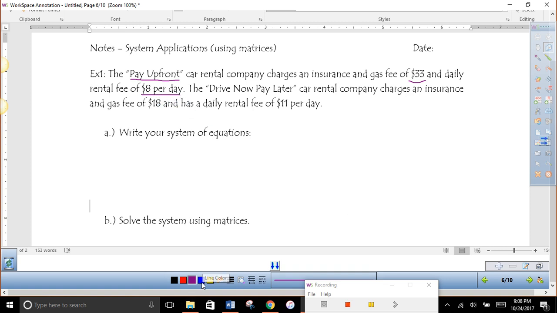Okay, we also have the Drive Now, Pay Later company that charges you $18 and a daily fee of $11 per day. So this word per should be throwing you and making you hopefully think of slopes. These are linear, so they are good old y equals mx plus b. Sometimes they'll already be in your ax plus by equals b, which you will see in the next example. Okay, so right now, though, this guy is already sitting in my y equals m.